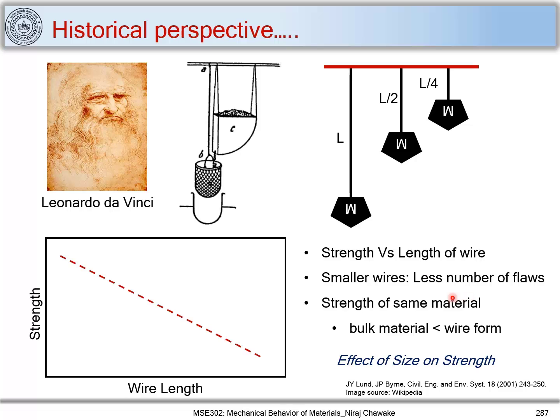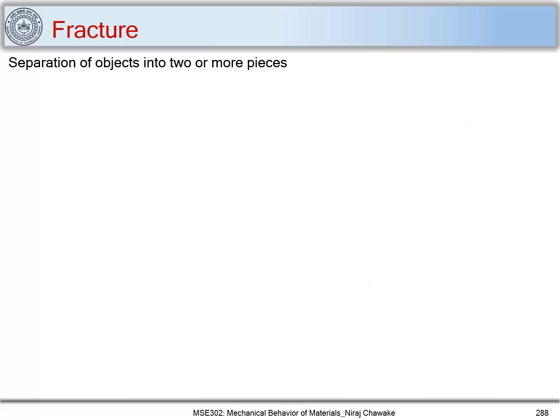So flaws in the material will lead to a lower strength, which will make the material underperform. In these lectures, when we are dealing with fracture, we are looking at such kinds of flaws. Let's move on and understand what exactly fracture means. If you want a definition of fracture, you can simply say that it is a separation of objects into two or more pieces, or disintegration of objects into two or more pieces.